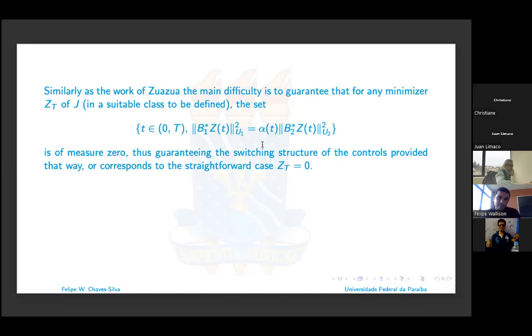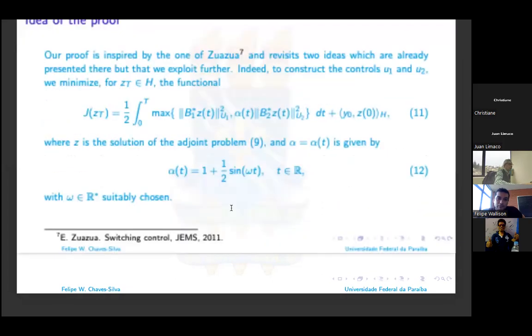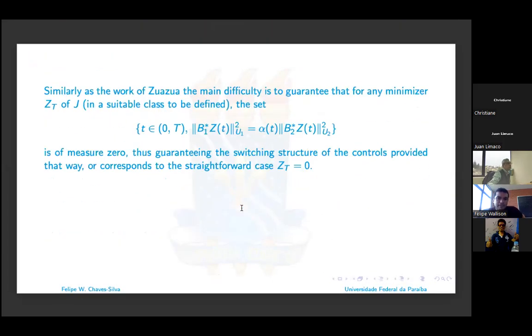And see how interesting this is, because you use the fact that alpha has this particular form, and this implies in particular that your two components are a switching strategy. Of course, just as a remark, your minimizer could be Zt equal to zero, but in that case this set would not be of measure zero, but then your control would simply be the zero control. So you don't even have to act on the system. So this is not interesting at all. So in the case that the minimizer Zt is not zero, then you need to show that this set is of measure zero, okay?